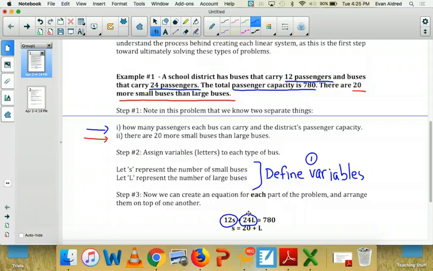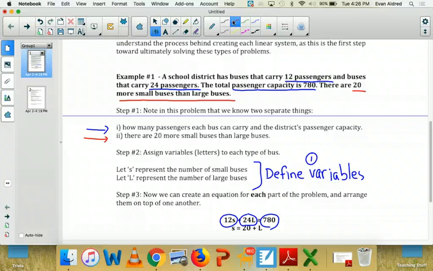And we know that the total number of passengers on small buses plus the total number of passengers on large buses has to equal 780. So 12S, number of passengers on small buses, plus 24L, number of passengers on large buses, is going to equal the total number of passengers, which is 780. So that's our first one.